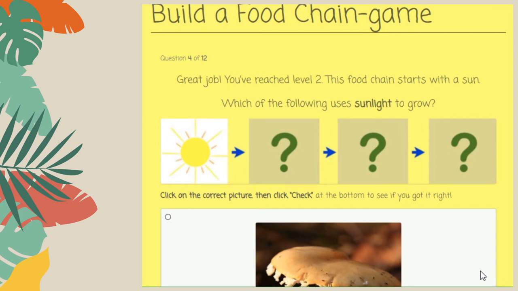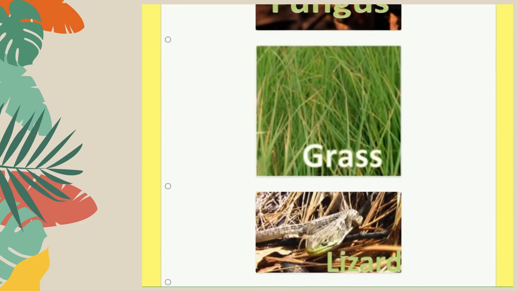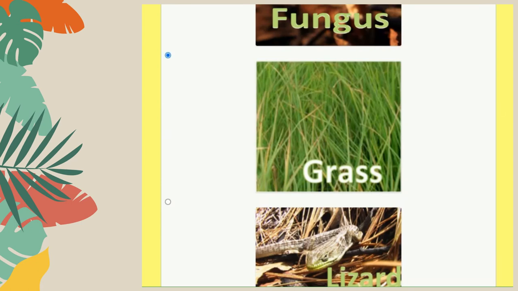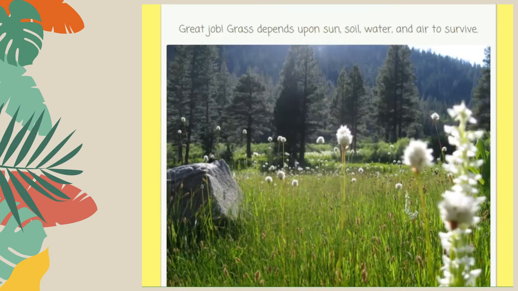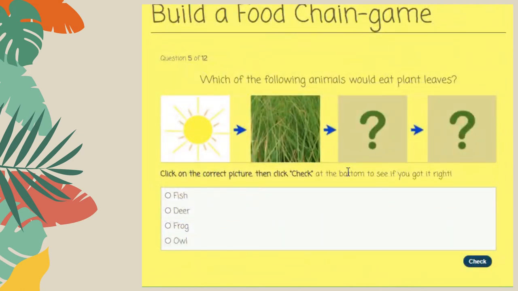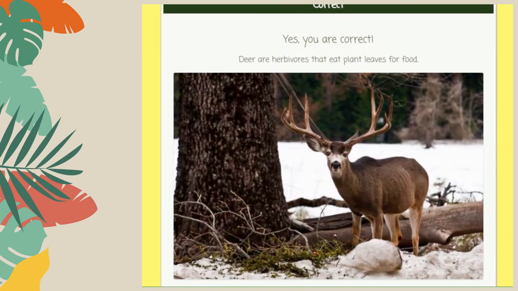Let's build another food chain. Which of the following uses sunlight to grow? Is it the fungus, grass, lizards, or another fungus? As you know, green plants such as grass need sunlight energy to produce their own food, which is a kind of sugar called glucose. Which of the following animals would eat plant leaves, grass? Fish, deer, frog, or owl? The deer is a herbivorous animal that eats plant leaves for food.